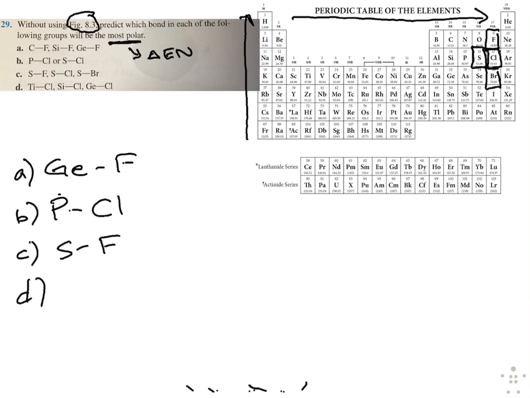And then last one, part D, we have TiCl, SiCl, and we've got GeCl. So here's my Cl right here. We're choosing between titanium. Where's titanium? All the way over here. Silicon, and then germanium. And I think you can see that because the titanium's all the way out here and the chlorine's over there, they're going to have the biggest difference in electronegativity. So Ti and Cl would be the most polar.